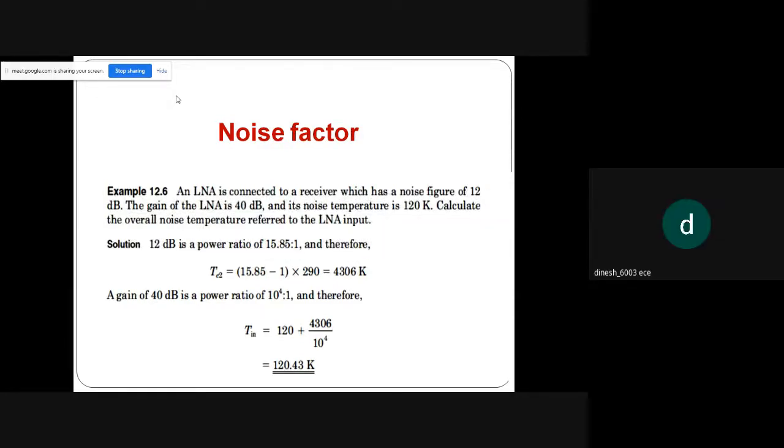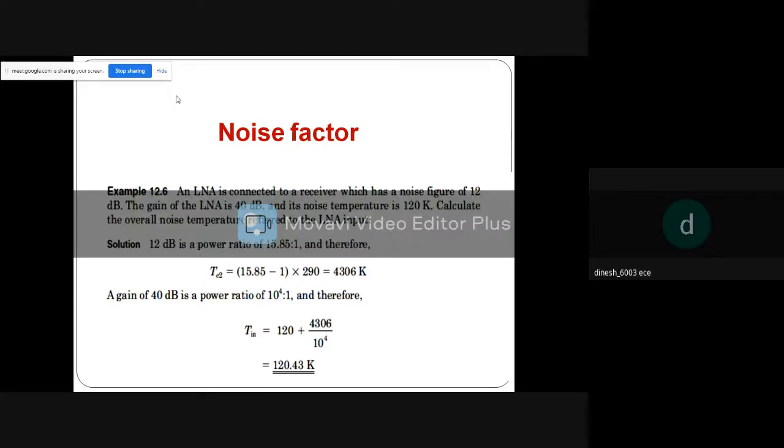A power gain of 40 decibel is a power ratio of 10 power 4 to 1. So therefore, T_in is 120 plus 4306 divided by 10 power 4, and we get T_in and T_E2.